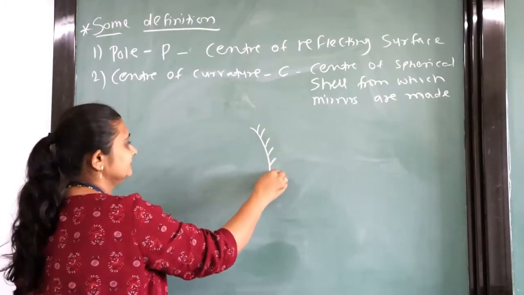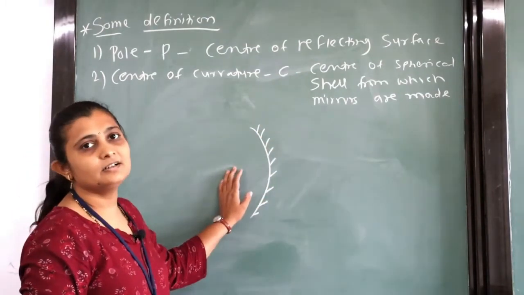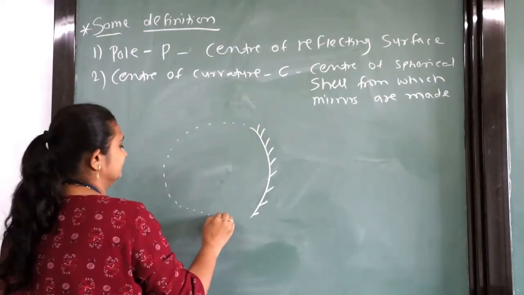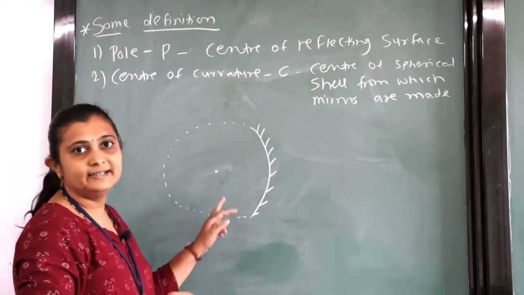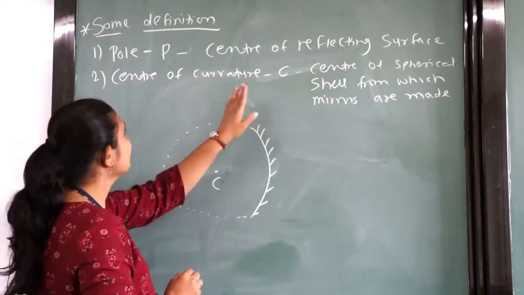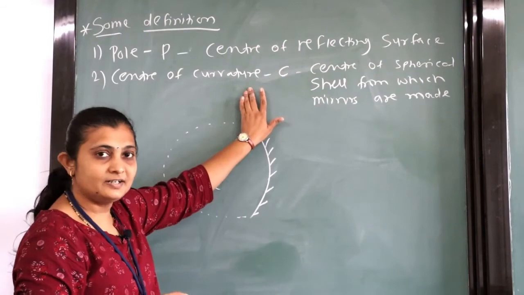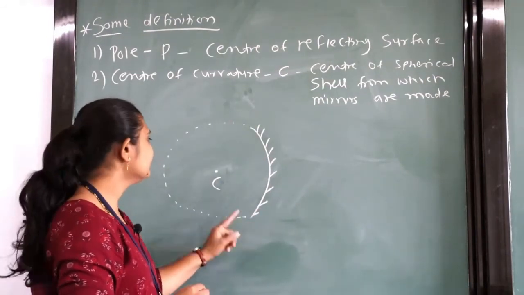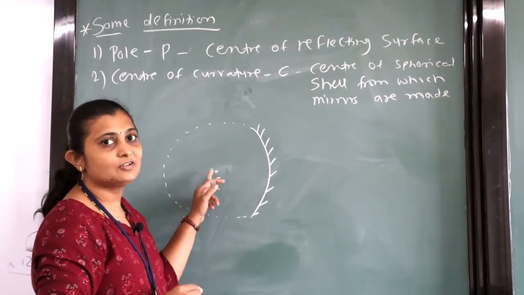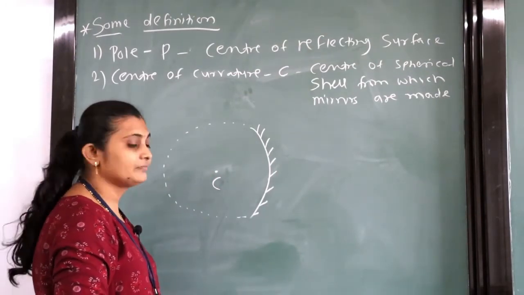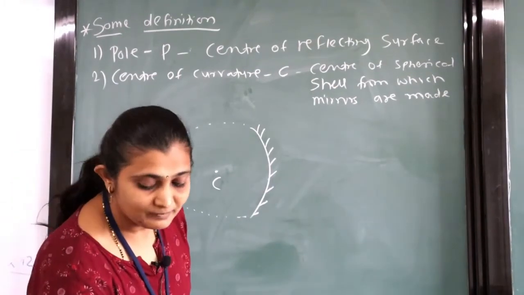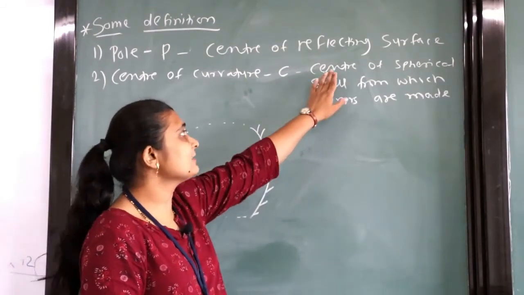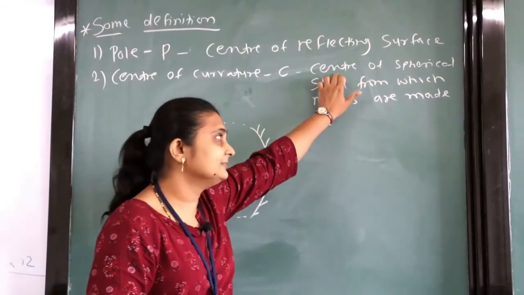Consider a concave mirror. If you complete the circle, then this circle has a center. This center is called the center of curvature. Understood? This mirror is a part of a spherical shell and the center of this sphere is called the center of curvature. Next definition is radius of curvature. Both definitions are the same, only in place of center you write the radius.